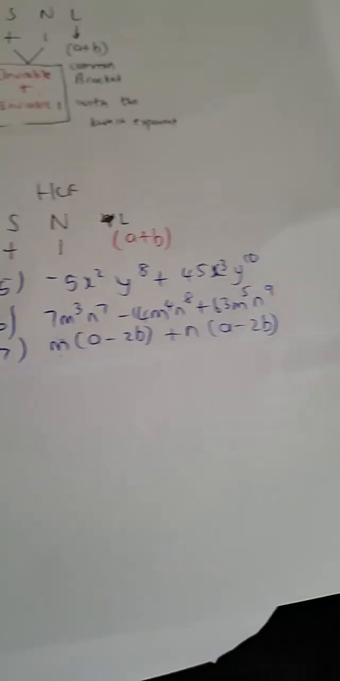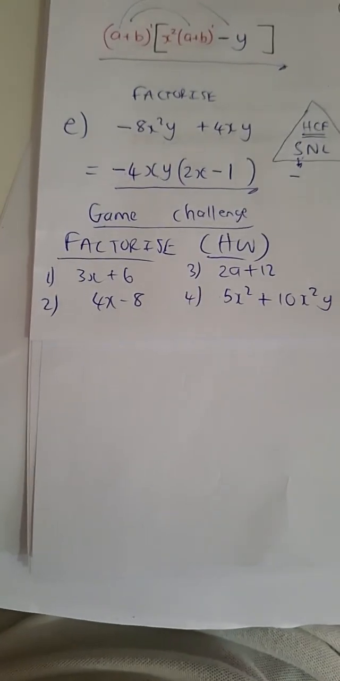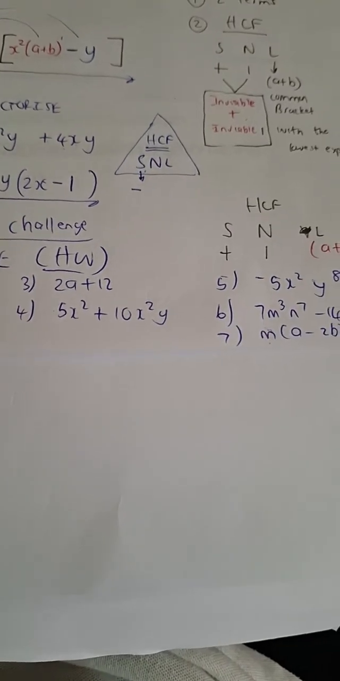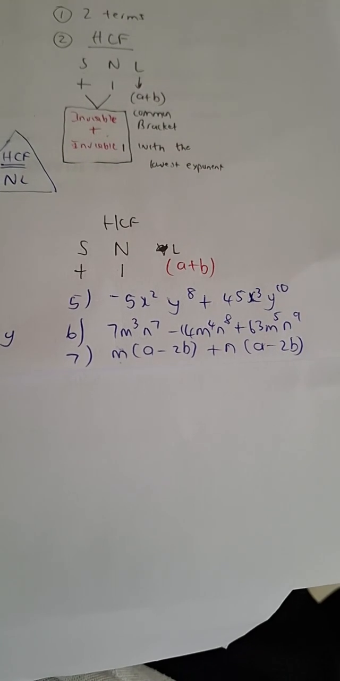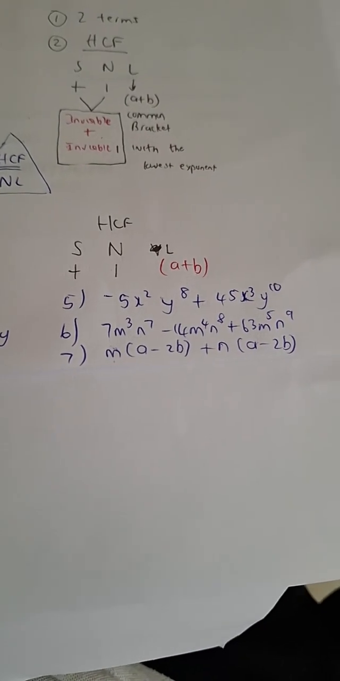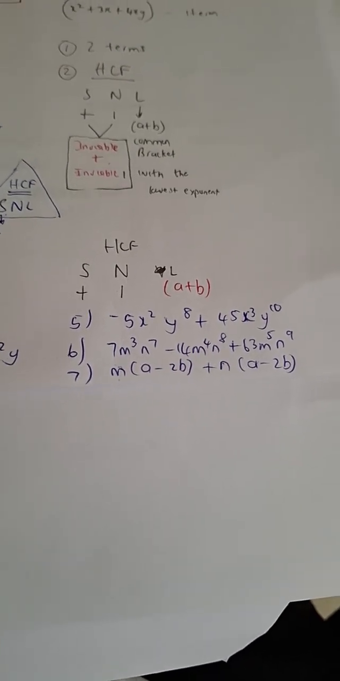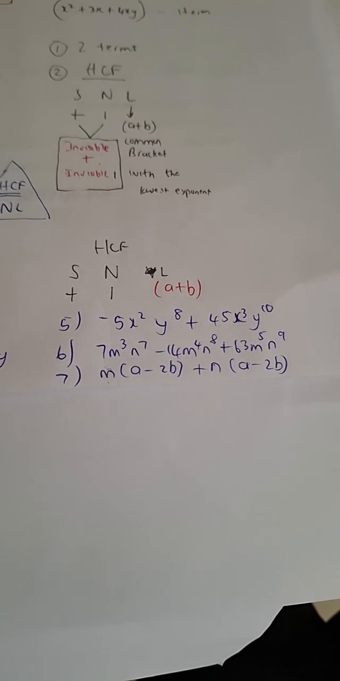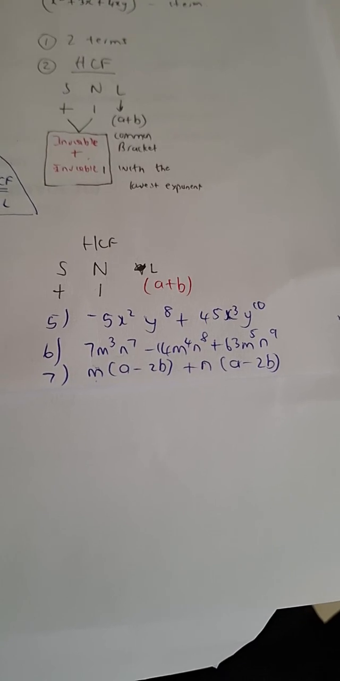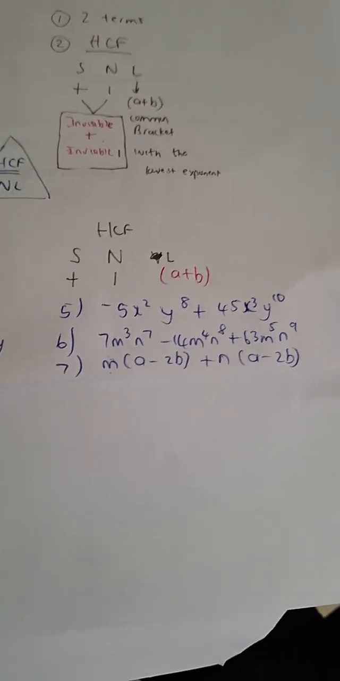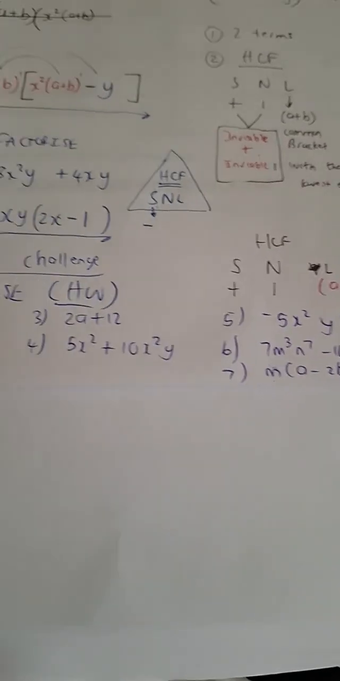So these were the first few questions, guys, for those that missed it. The first 7: 3x plus 6, 4x minus 8, 2a plus 12, 5x squared plus 10x squared y minus 5x squared y to the power 8 plus 45x to the power 3 y to the power 10, 7m to the power 3 n to the power 7 minus 14m to the power 4 n to the power 8 plus 63m to the power 5 n to the power 9, and then 7 is m into a minus 2b plus n into a minus 2b. All we are asked to do here is factorize.